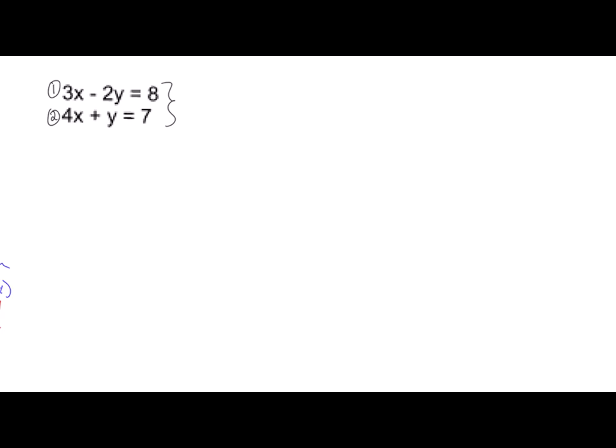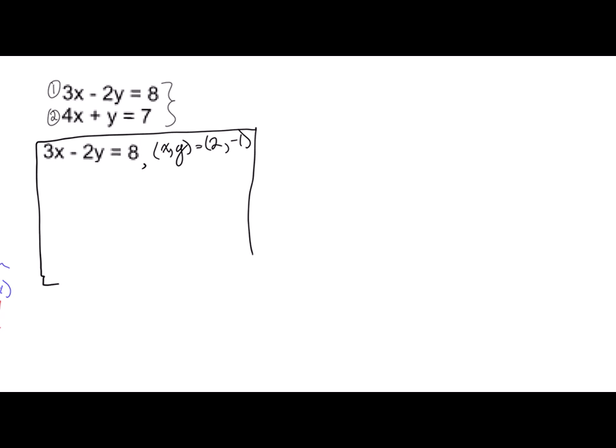So we're going to check to see if, for our solution, (x, y) equal to (2, -1) works in our original equation here: 3x minus 2y equals 8. And what I want you to do is take the time to do the left side, right side check that we did yesterday.